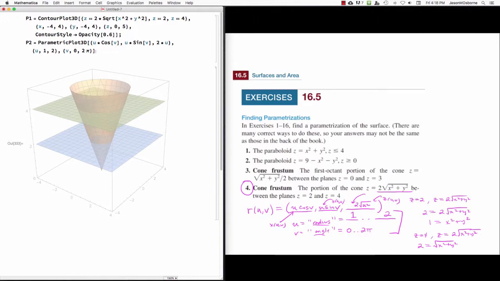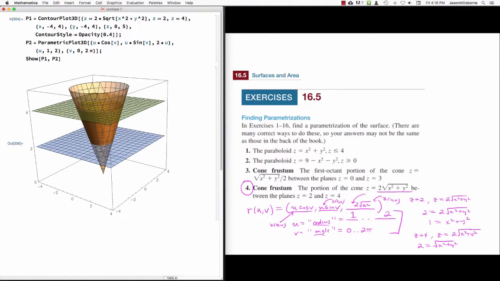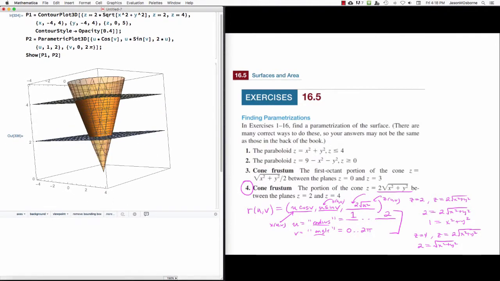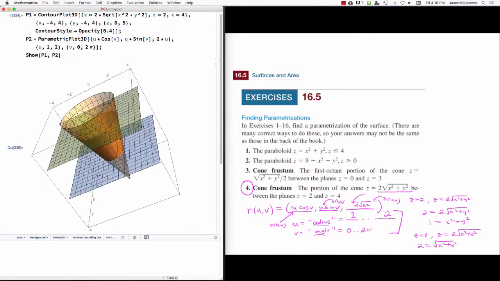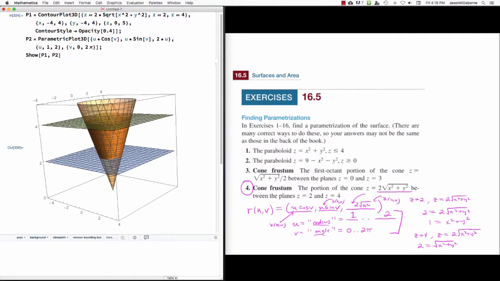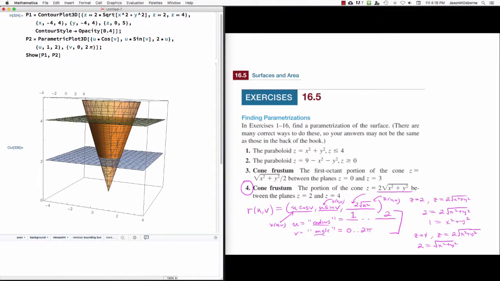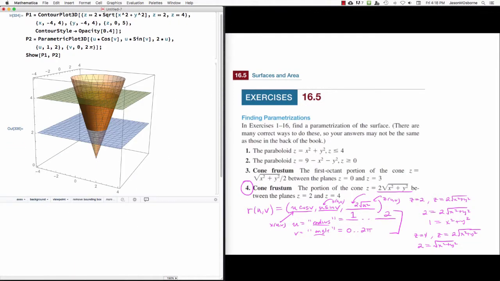When we put these two plots together, we should see the part of the cone highlighted is only the part that is between those two planes. Can you see it? There is the only part that we have found in our parametric formula. So I think we have described the region that they were asking for in this problem.